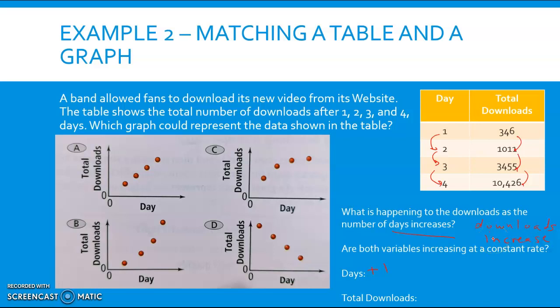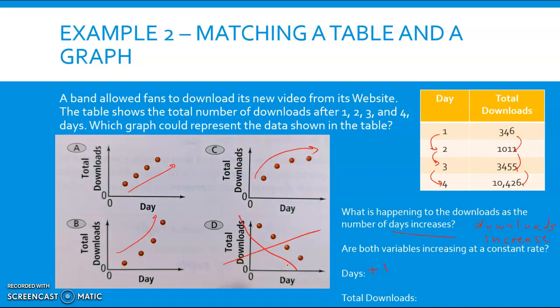Okay, days are increasing, downloads are increasing. If we're looking at our graphs here, right? Days are increasing, downloads are increasing. This graph has an increase. This graph has a different type of increase. And this graph obviously has a different type of increase as well. This is the only graph that is decreasing, so we don't want you.